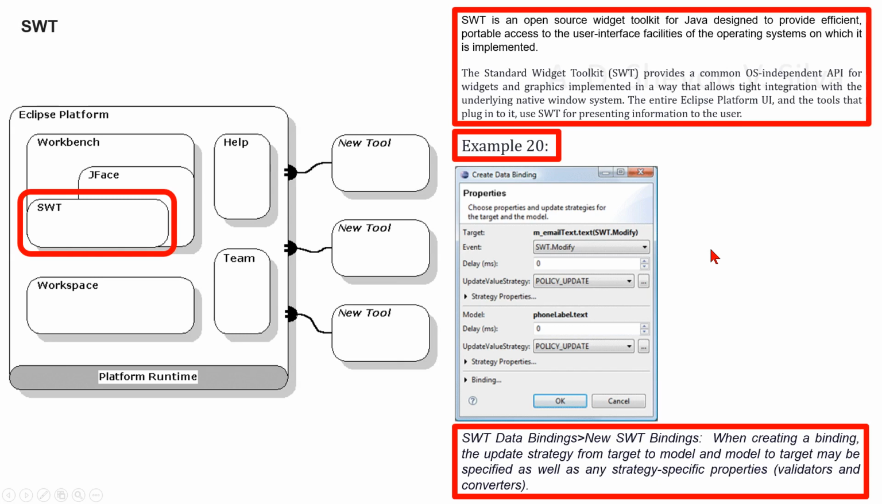When creating a binding, the update strategy from target to model and model to target may be specified, as well as any strategy specific properties, validators and converters. When the target or model is a text widget and text property is selected, the triggering event may be specified as SWT.Modify, SWT.FocusOut, or SWT.None.